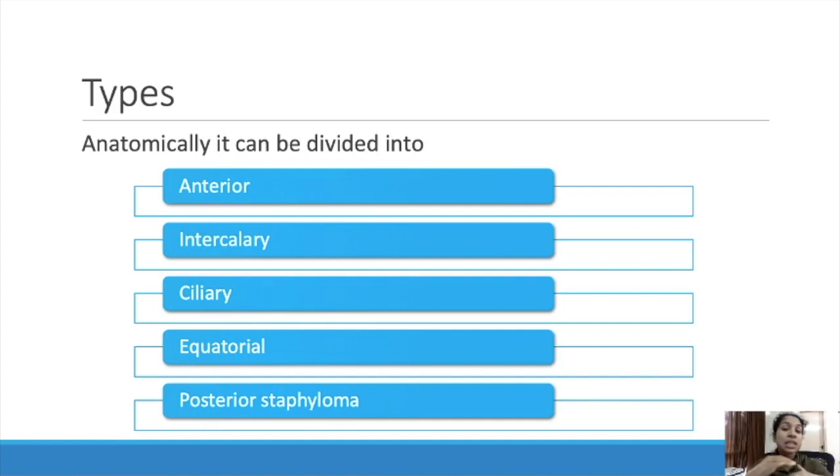Staphyloma is nothing but the thinning of the outer coat, through which the second layer, the uveal tissue, becomes visible. According to its anatomy, where it is seen, it can be divided into 5. First is anterior staphyloma, second is intercalary, third is ciliary, fourth is equatorial, and fifth is posterior staphyloma. We'll go into detail.